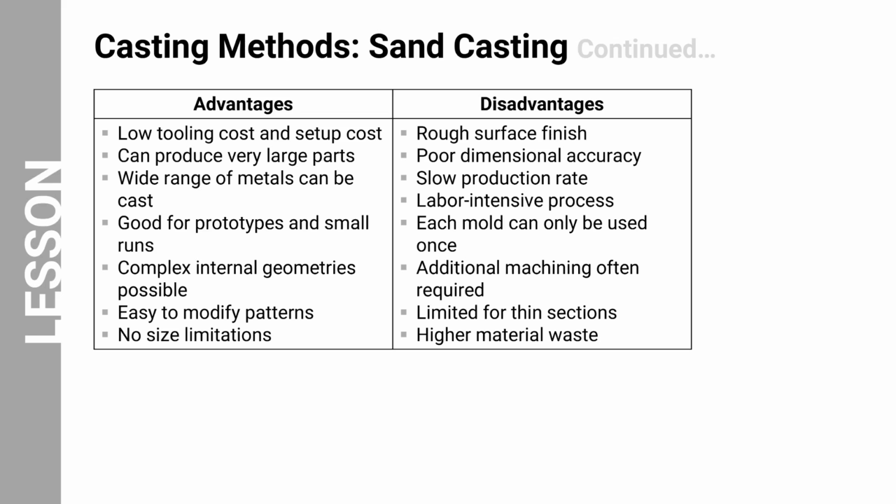The process results in a rough surface finish and poor dimensional accuracy while operating at a slow production rate. It is labor-intensive, and each sand mold can only be used once before being destroyed. The finished parts often require additional machining. The process has limitations when it comes to thin sections, and it typically results in higher material waste compared to other casting methods.